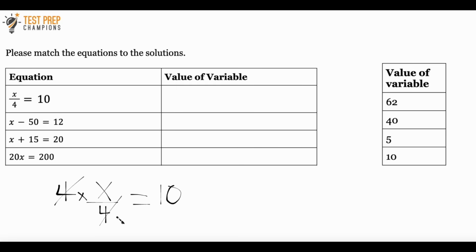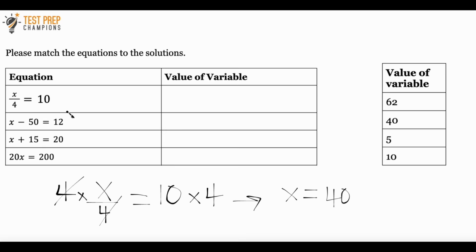1 times x is just x. But whatever I do to one side, I also have to do it to the other side as well. So at the end of the day here, we see that x equals 40. So again, if we just back up here, we had x over 4 equals 10. Now, we wanted to get the x by itself.